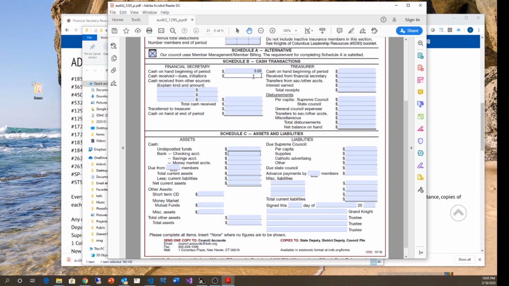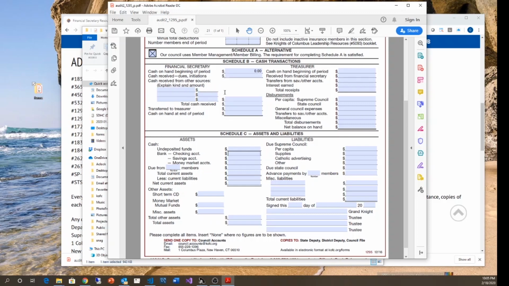The next thing here is cash received. This also includes checks or credit cards, but this is money that came in for dues and initiation. This is the amount that the financial secretary would be compensated on if he was getting compensated. The financial secretary would have this from reports in member billing, and he should provide that to you.